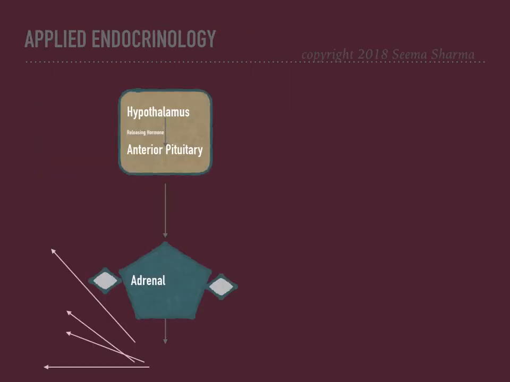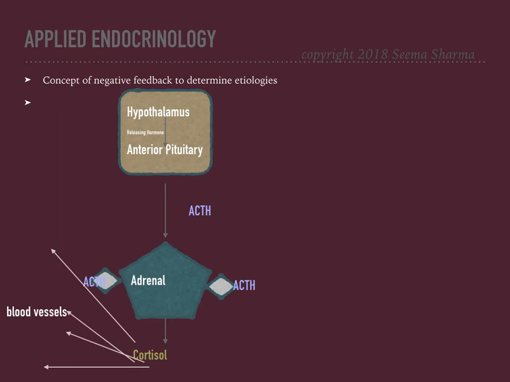When we talk about the hypothalamic pituitary adrenal axis, the way it works is that the hypothalamus secretes a releasing hormone, which stimulates the anterior pituitary to secrete ACTH. ACTH binds to the adrenal gland and stimulates it to secrete cortisol. The cortisol binds to virtually every kind of tissue in the body, and it does so by binding glucocorticoid receptors. So here are some examples: binds to blood vessels, adipose tissue, bone.